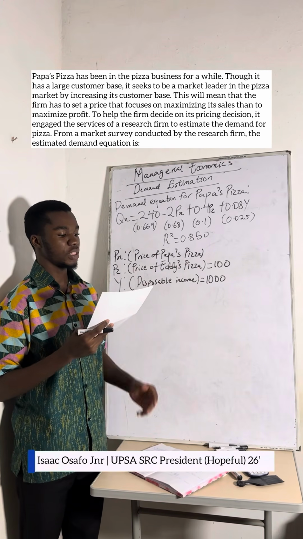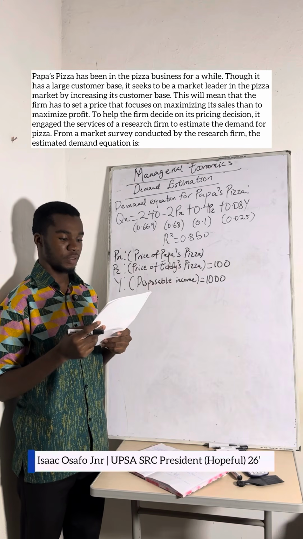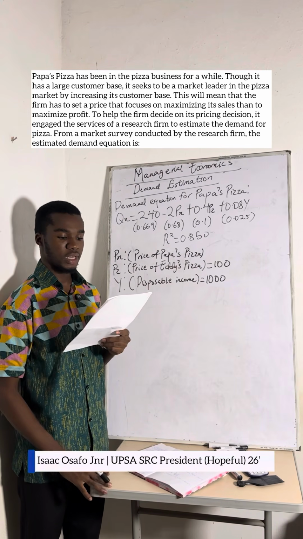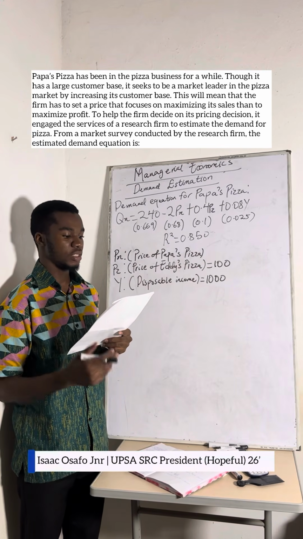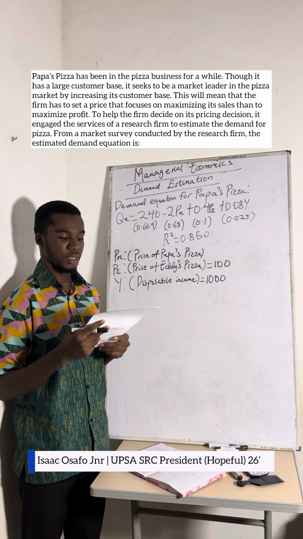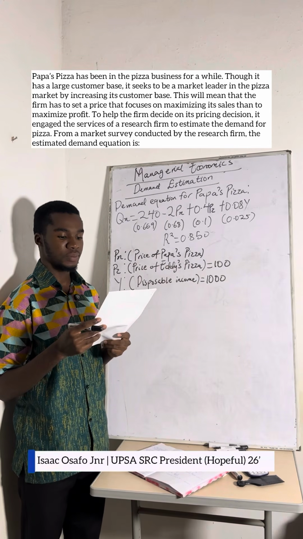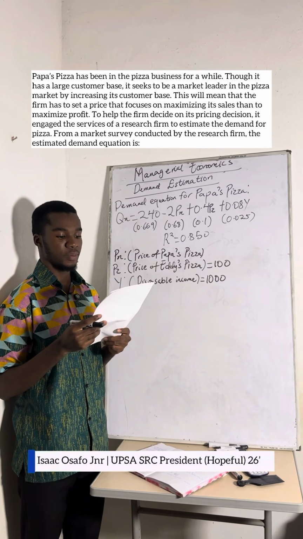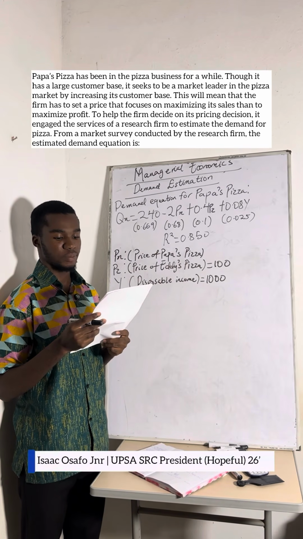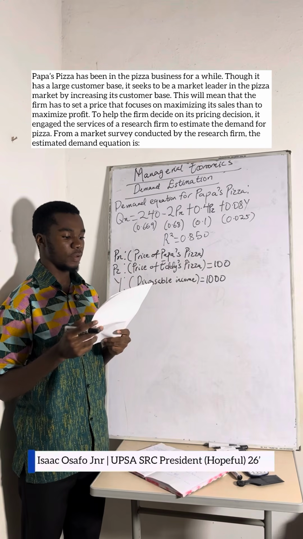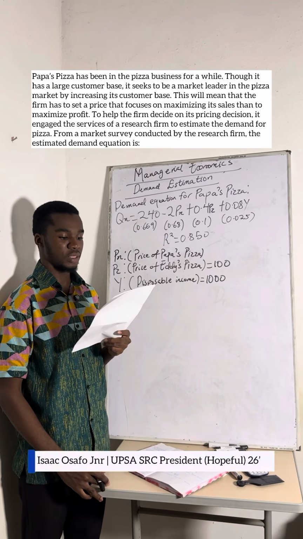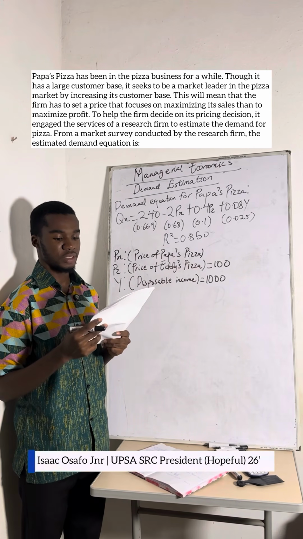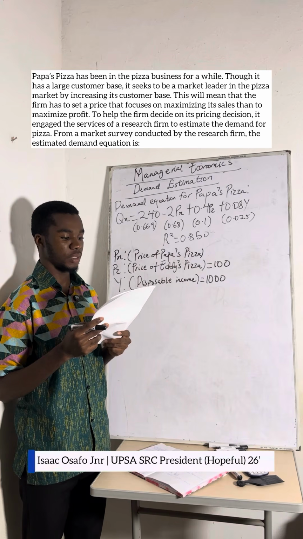The question says that Papa's Pizza has been in the pizza business for a while. Though it has a large customer base, it seeks to be a market leader in the pizza market by increasing its customer base. This will mean that the firm has to set a price that focuses on maximizing its sales rather than maximizing profits. To help the firm decide on its pricing decision, it engaged the services of a research firm to estimate the demand for pizza.